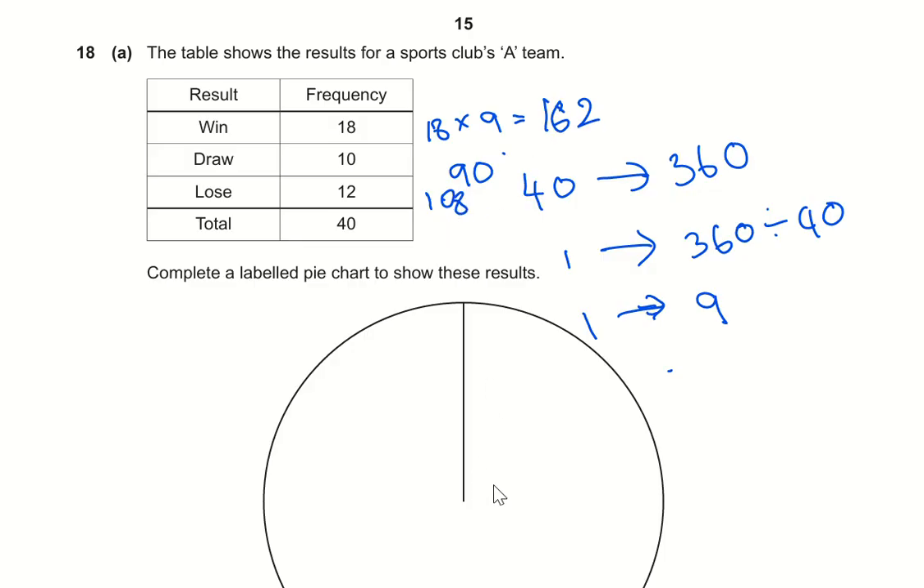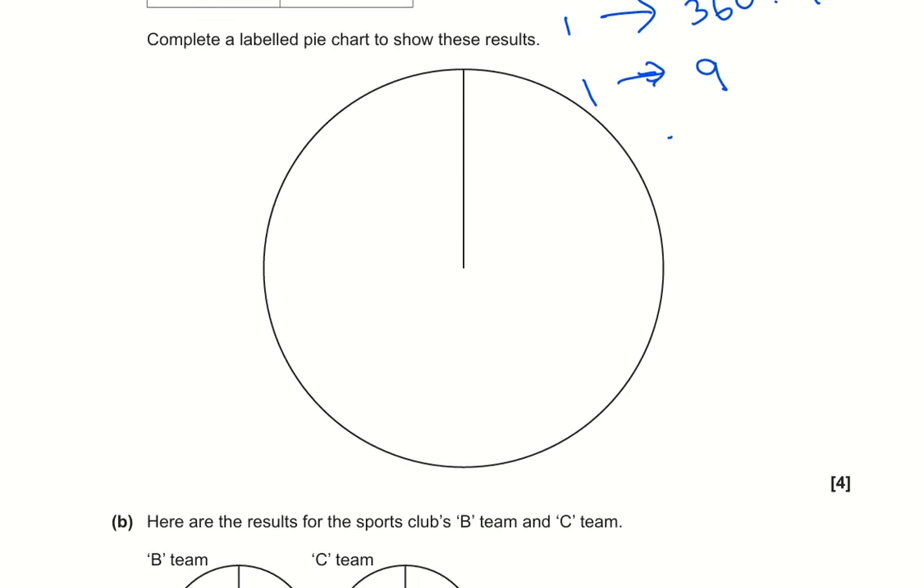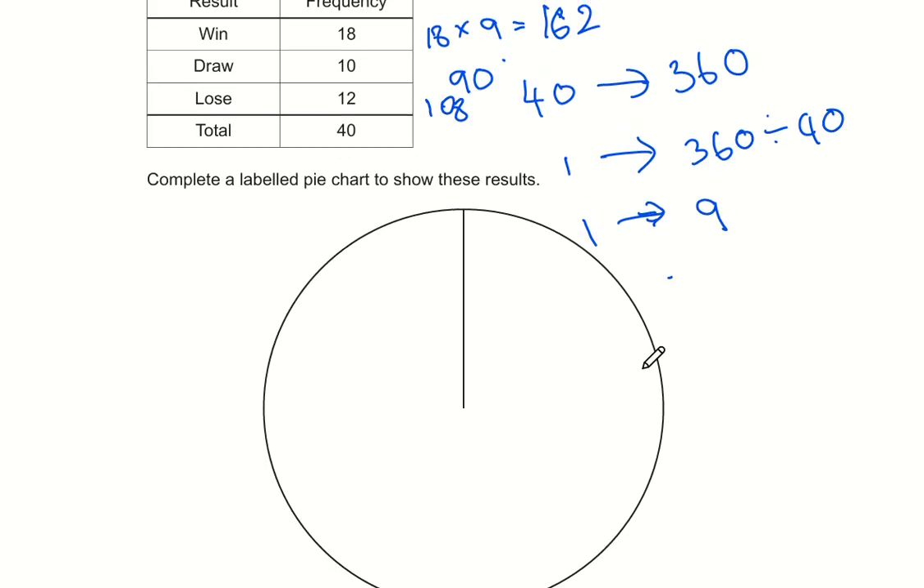So you can use a protractor. You were already given the circle, so use the protractor to draw your pie chart. The first one is 162, so it's not 180. 162 should be like here.